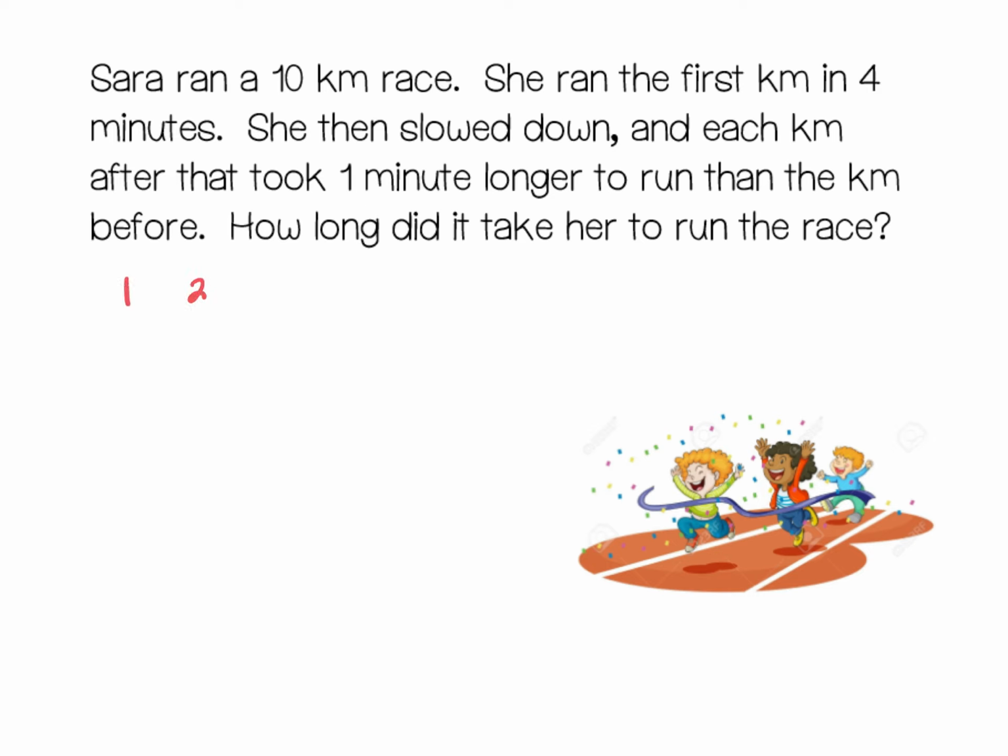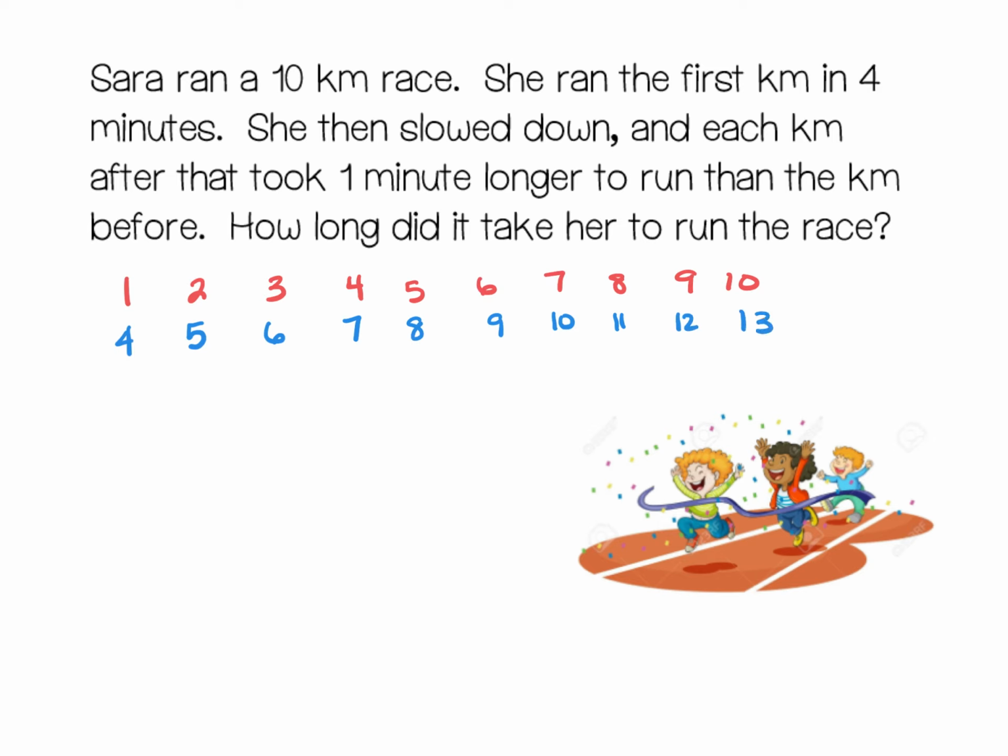So 1, 2, 3, 4, 5, 6, 7, 8, 9, and 10 kilometers. So the first kilometer she ran in 4 minutes. Then it was 5 minutes. So she slowed down after that. So every one after that initial took an additional minute. So kilometer 3 then would take her 6 minutes. Kilometer 4 would take her 7 minutes. Then 8 minutes, then 9 minutes, 10, 11, 12, and 13.